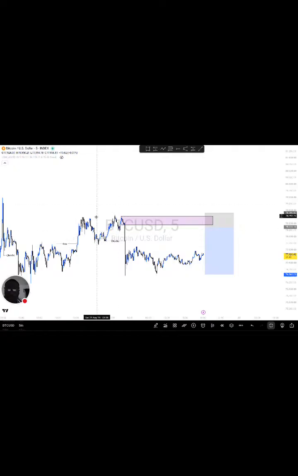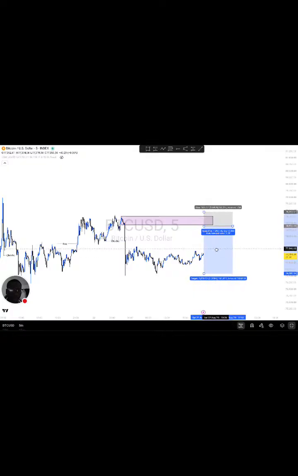But this is still a high probability setup, because you can see the impulsive movement to the downside, you can see the changing of character, you can see the order block that leads to the changing of character. So you can just place the entry a little bit below here.